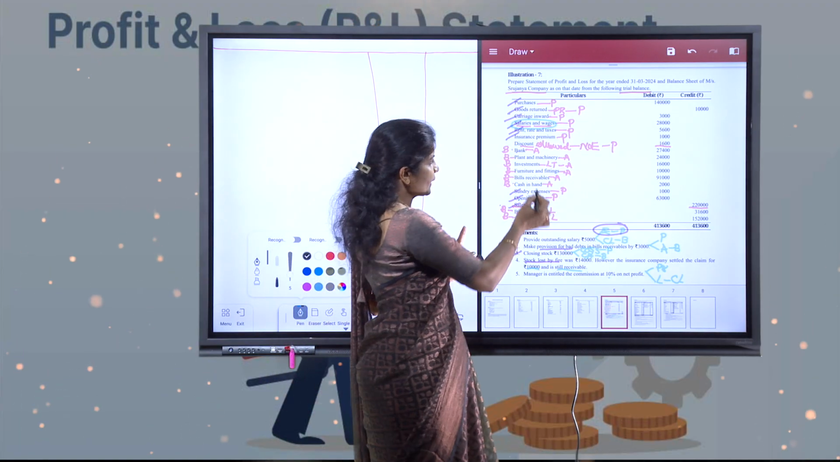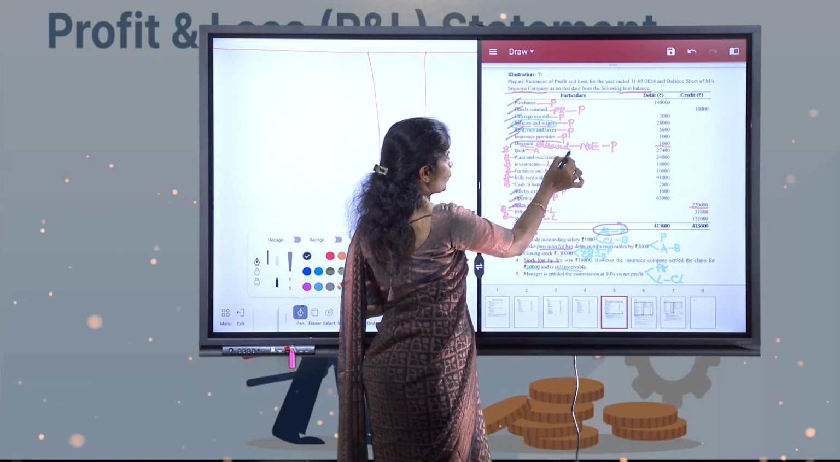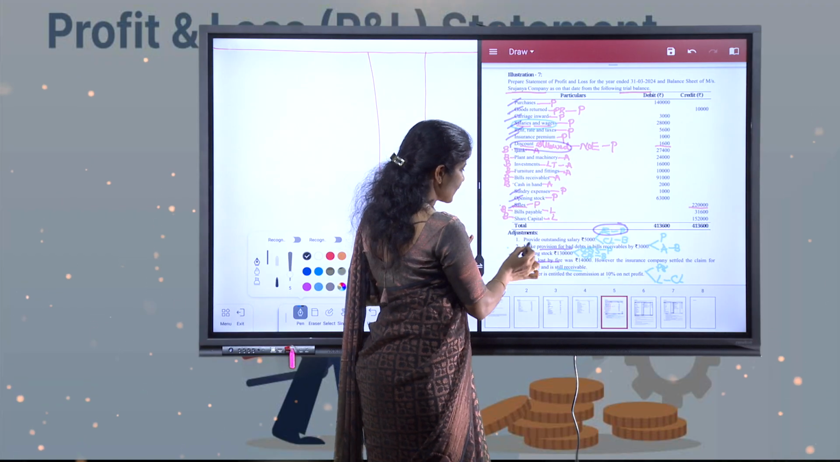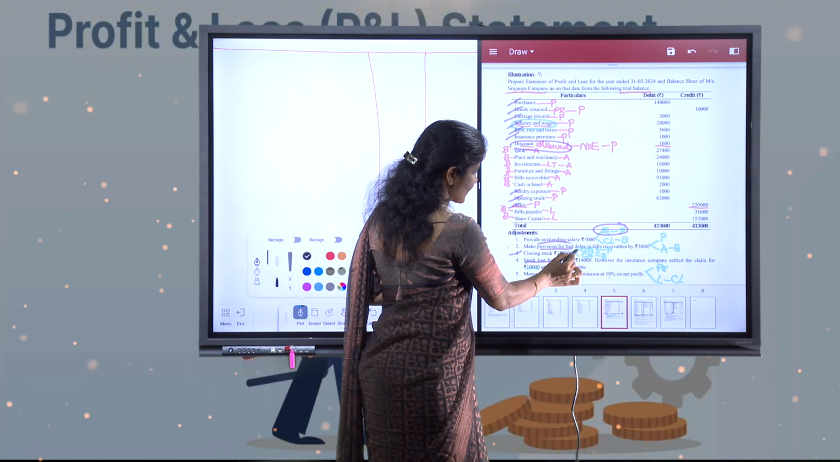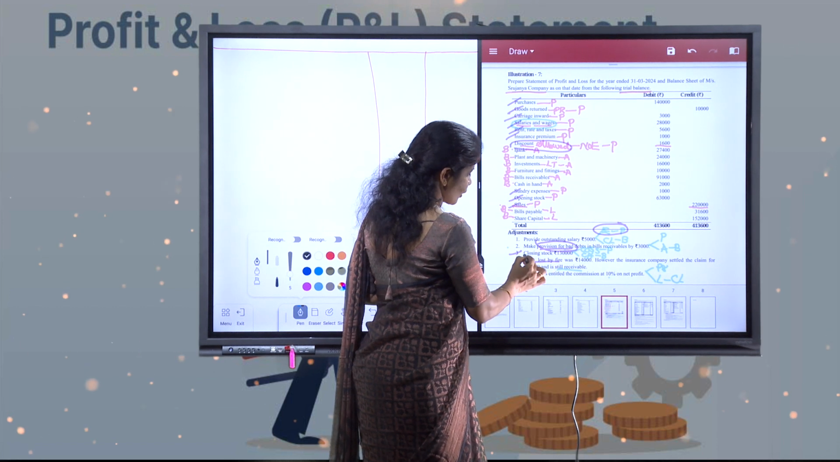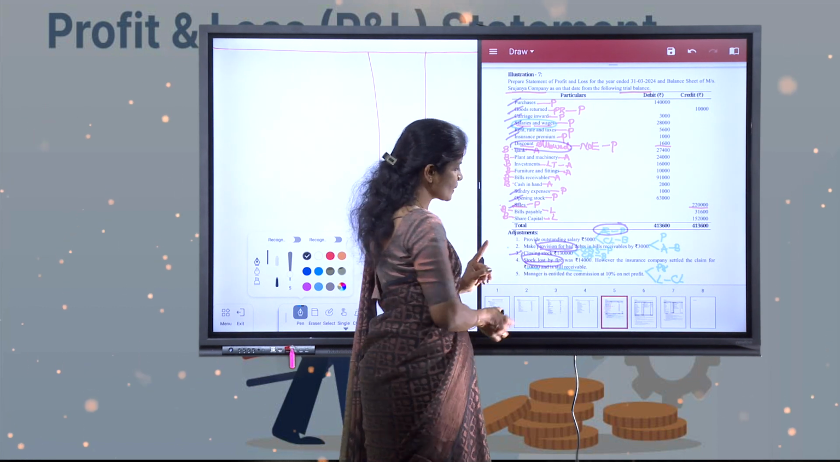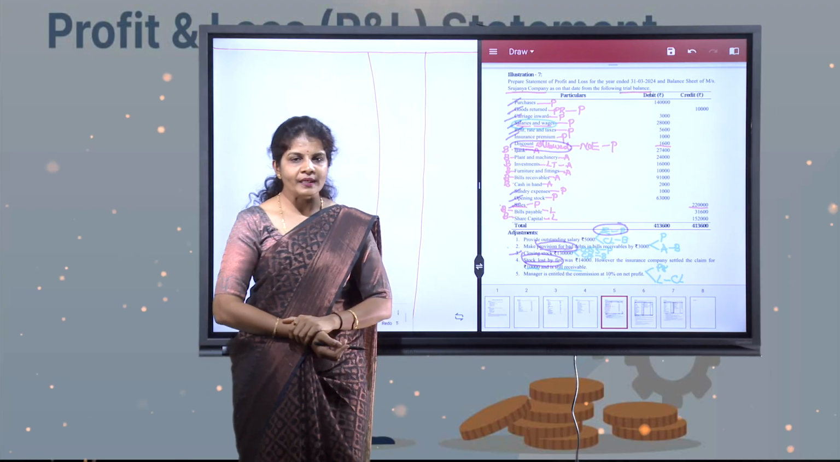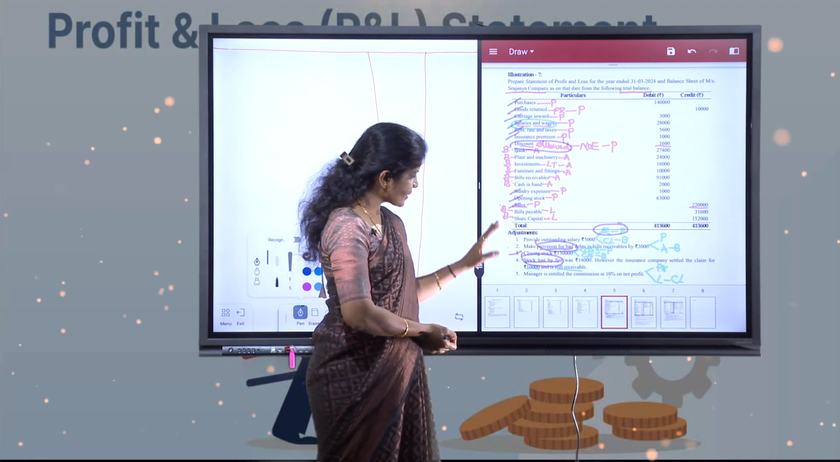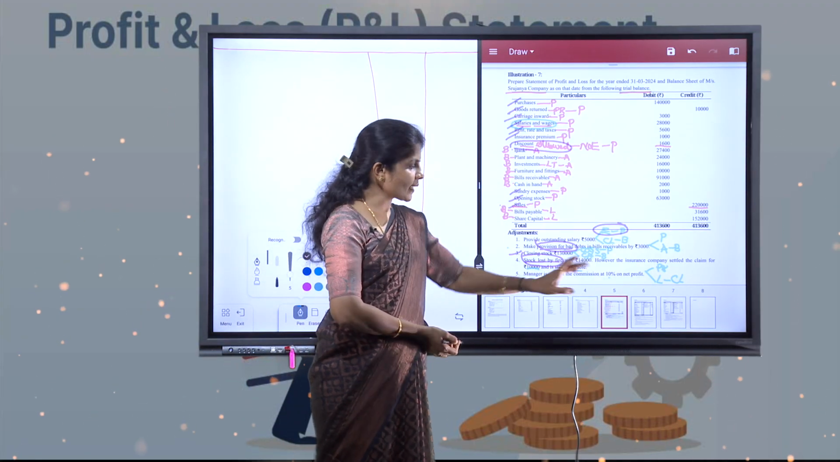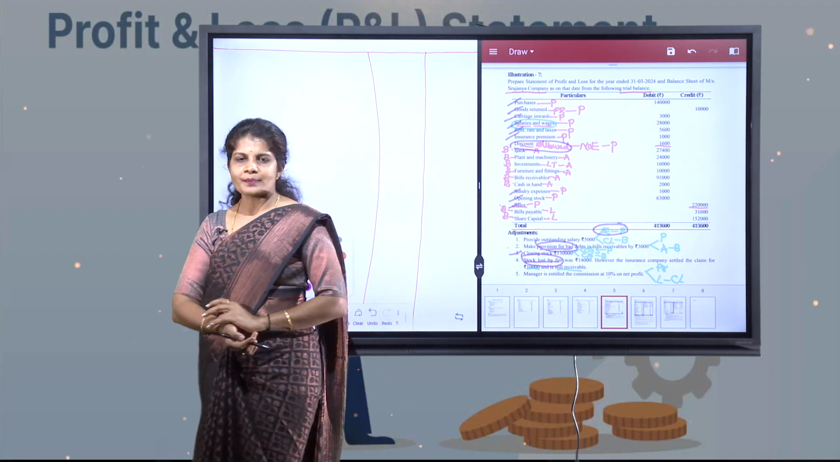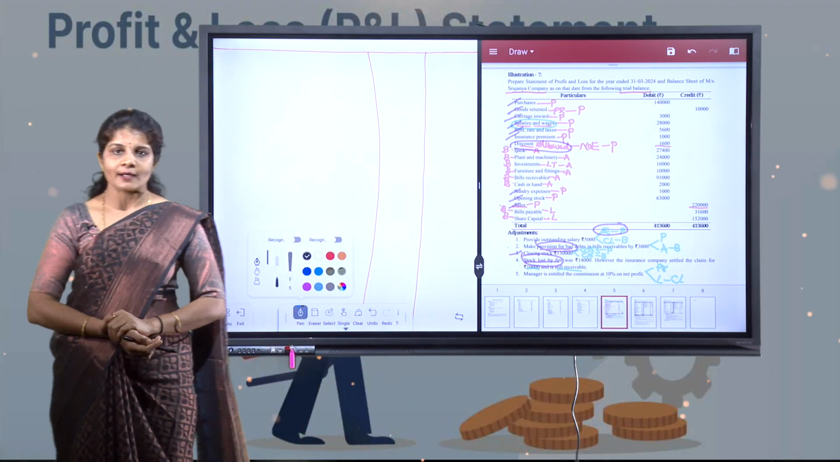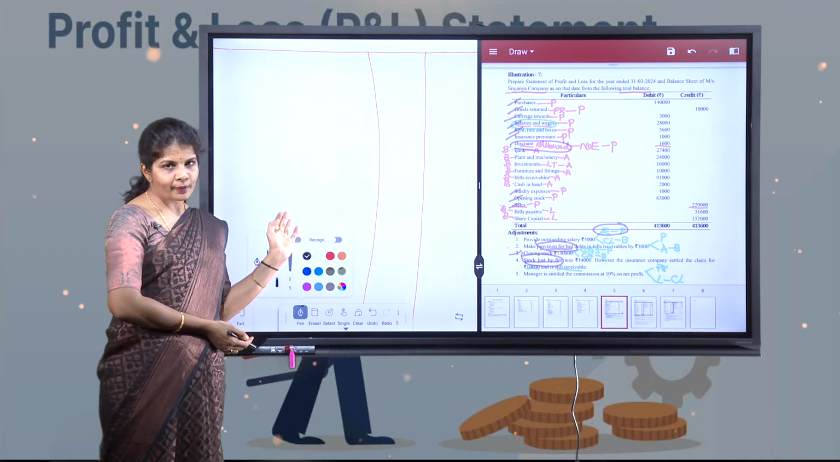So what are the non-operating expenses we have? Discount allowed is a non-operating expense. Then provision for bad debt is a non-operating expense. Stock lost by fire is a non-operating expense, correct? We have 3 non-operating expenses and losses, and we have adjusted everything except manager's commission. Since manager's commission should be calculated on the net profit, we have calculated net profit.